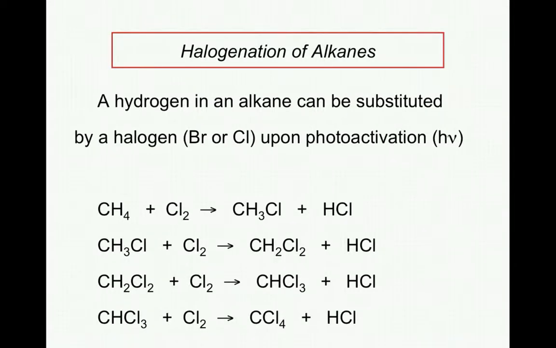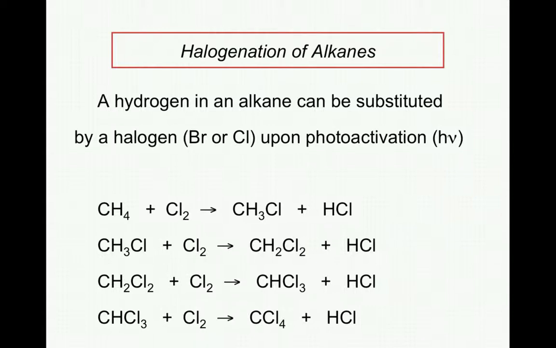The last reaction and mechanism we'll look at in this pre-lecture is the halogenation of alkanes. The halogenation of alkanes occurs by a free radical mechanism in which we replace a hydrogen in an alkane with either a bromine or a chlorine from molecular bromine or molecular chlorine upon photoactivation with light.